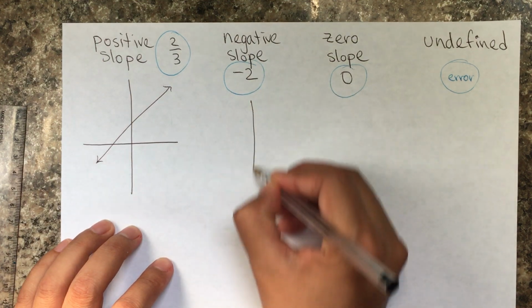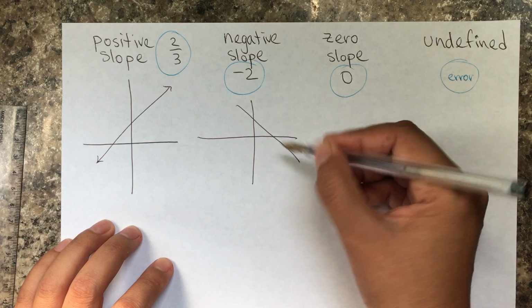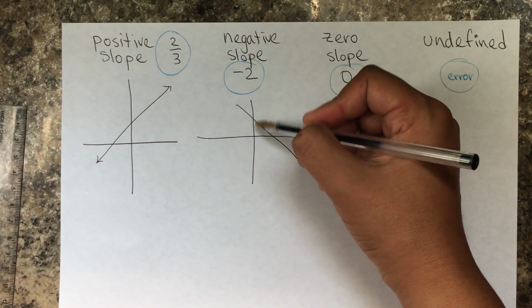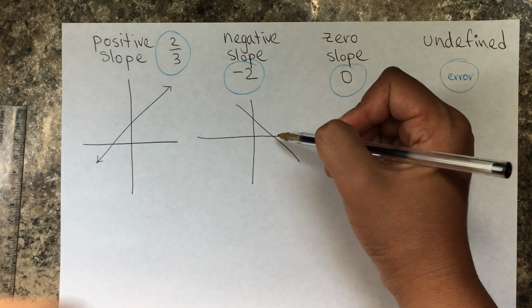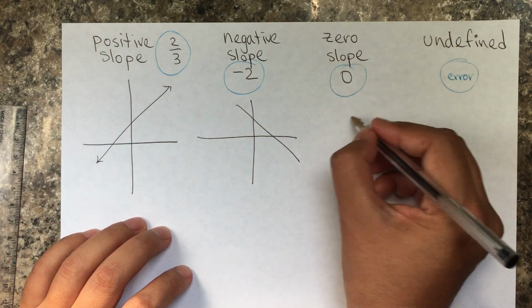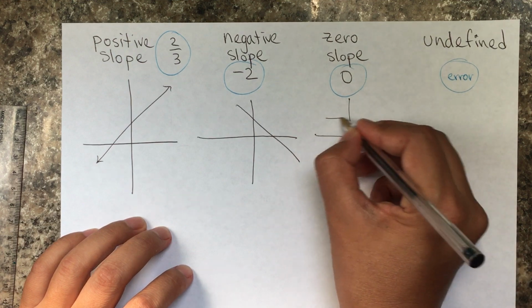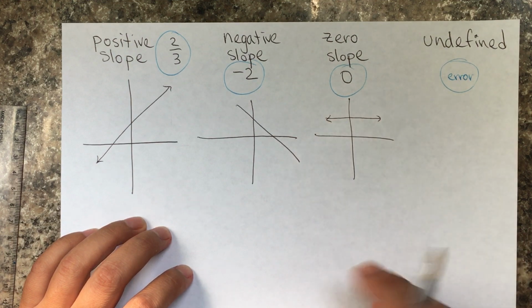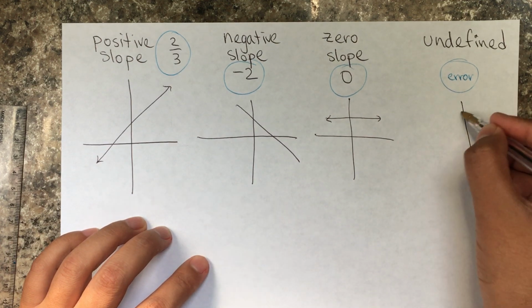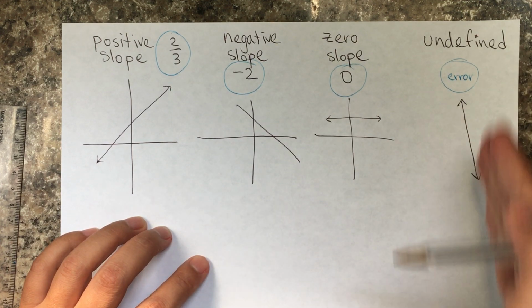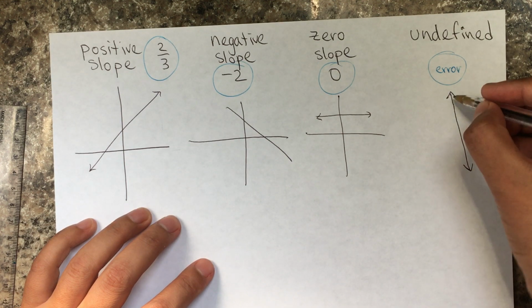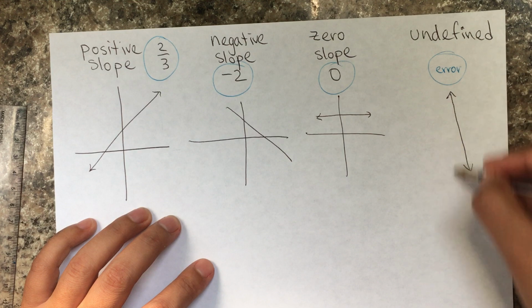If the slope is negative, your line is also negative, and it's because the rise is going to be negative and the run is positive. For a slope of 0, your line will look something like this. It's a horizontal line. And when it's undefined, your line is going to go vertical. Oops, that doesn't look very vertical, but straight down, okay?